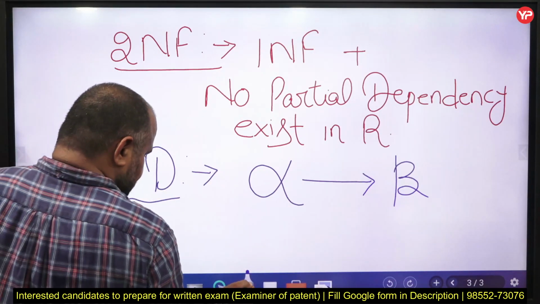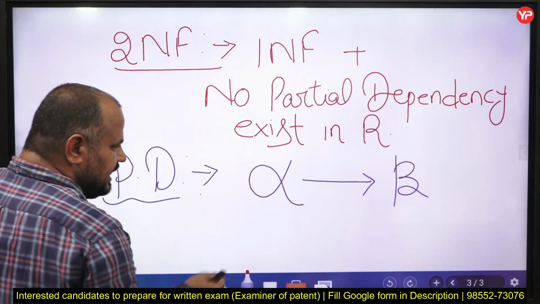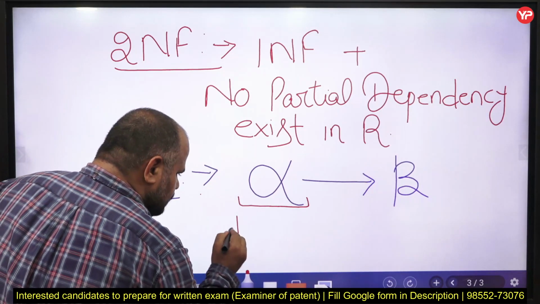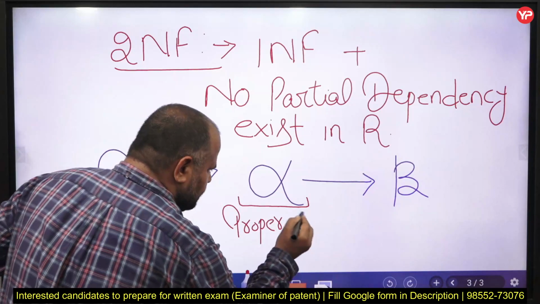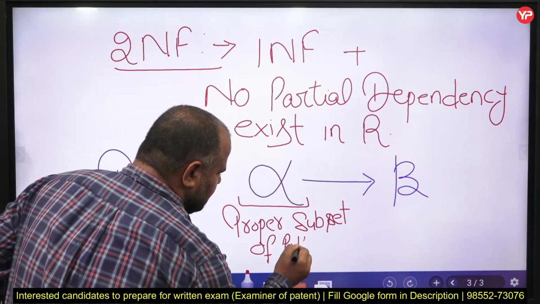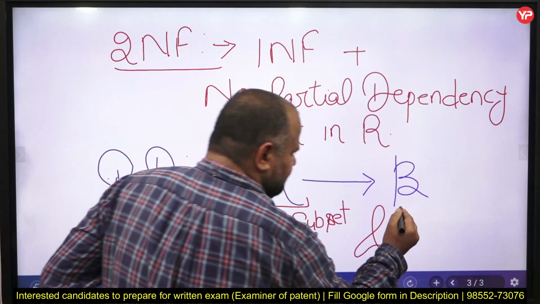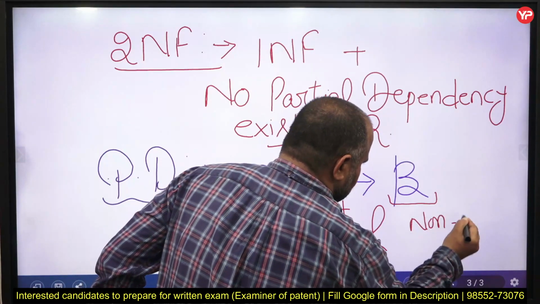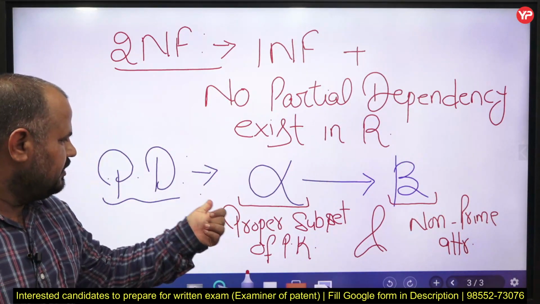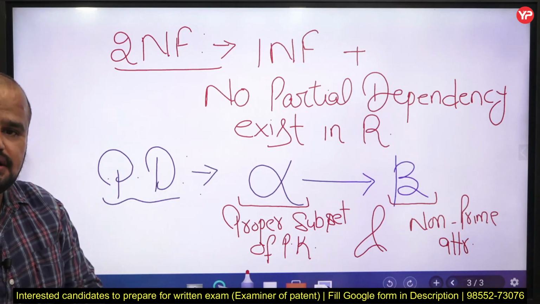See, what partial dependency says: if we have left-hand side alpha, right-hand side beta, and if, keep in mind my dear students, the left-hand side, that is alpha, is a proper subset of the key, or I can say primary key, and beta is a non-prime attribute, then this type of FD is called partial dependency, and 2NF says no such dependency exists in my relation R.